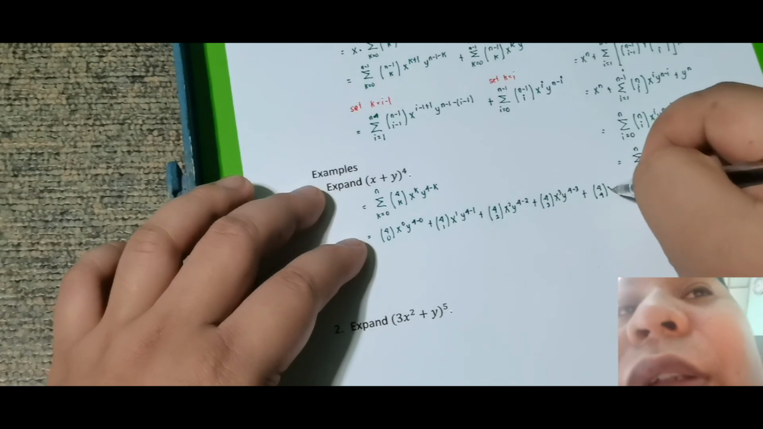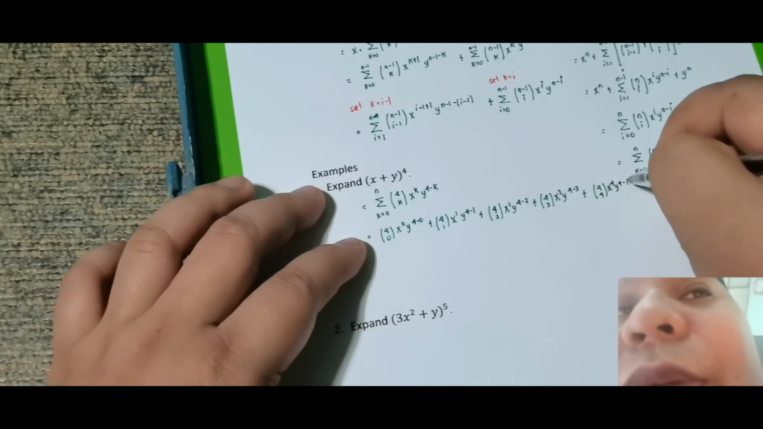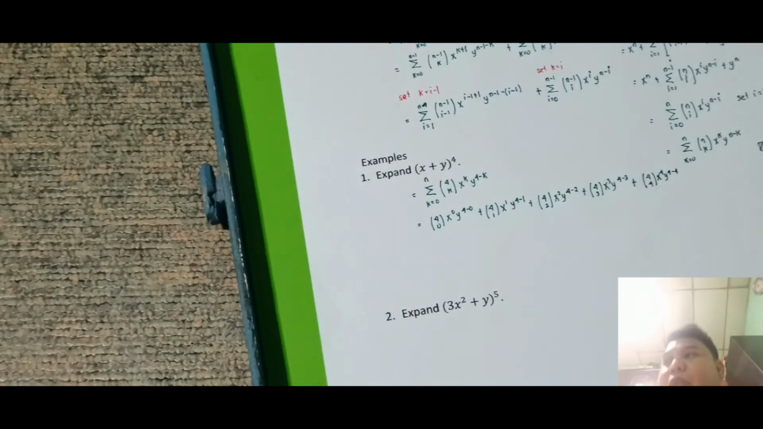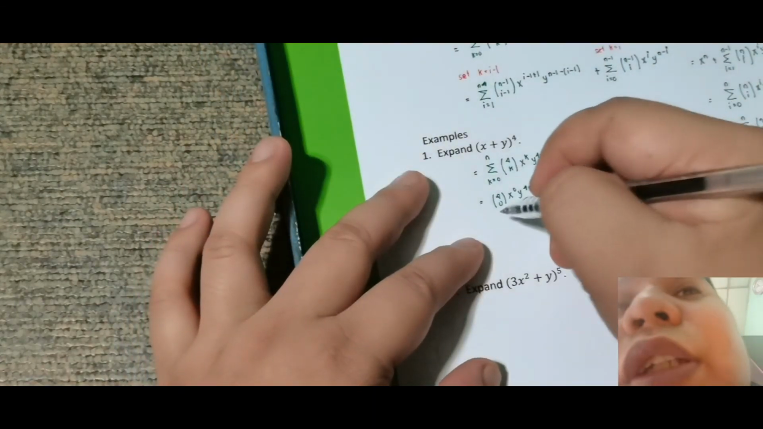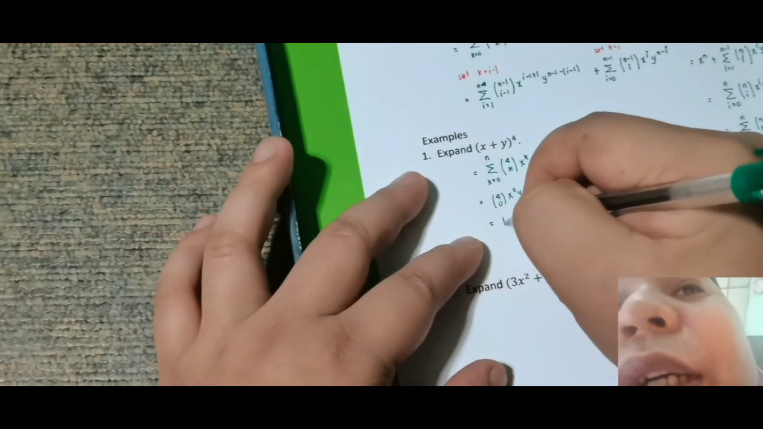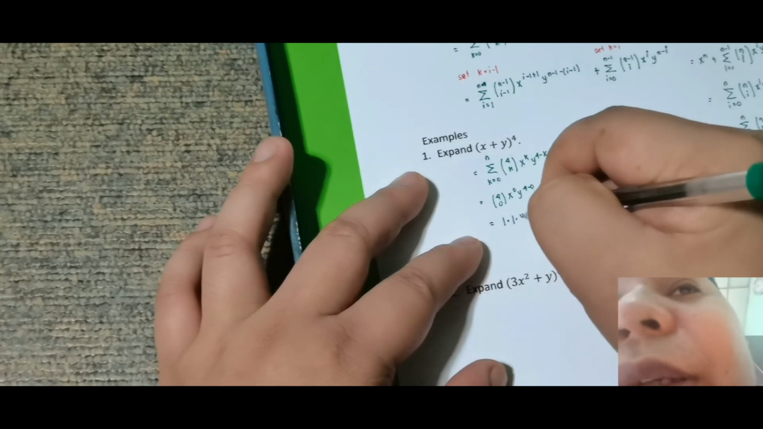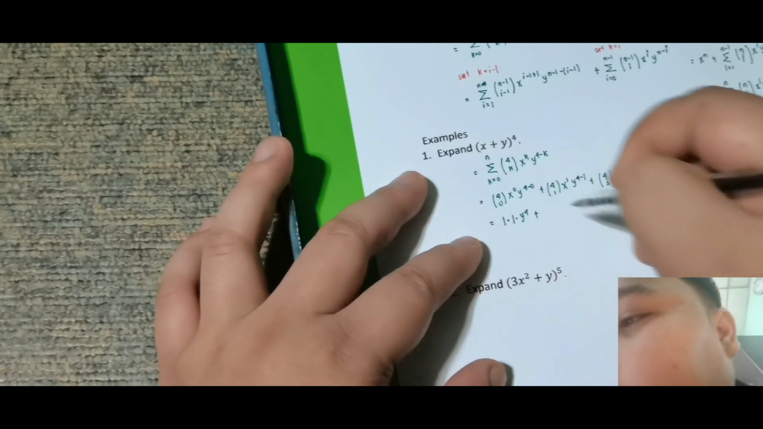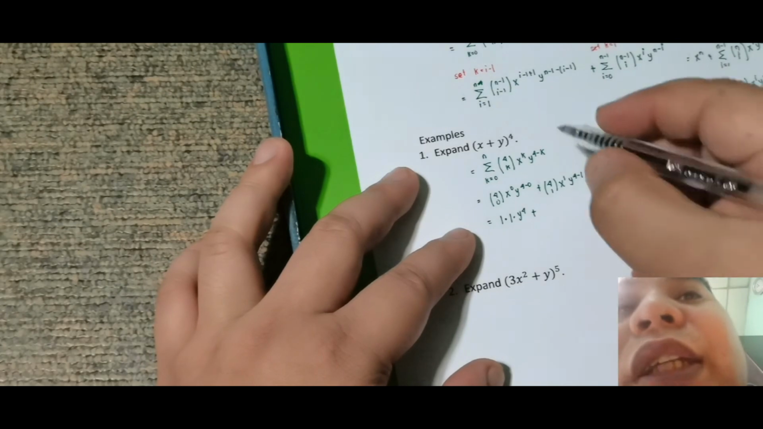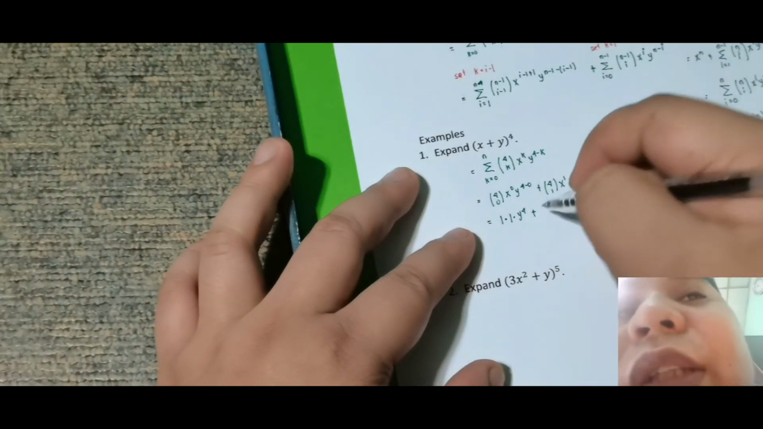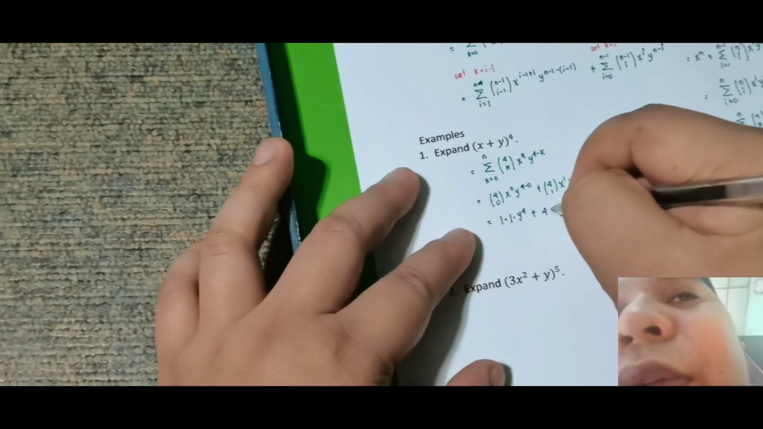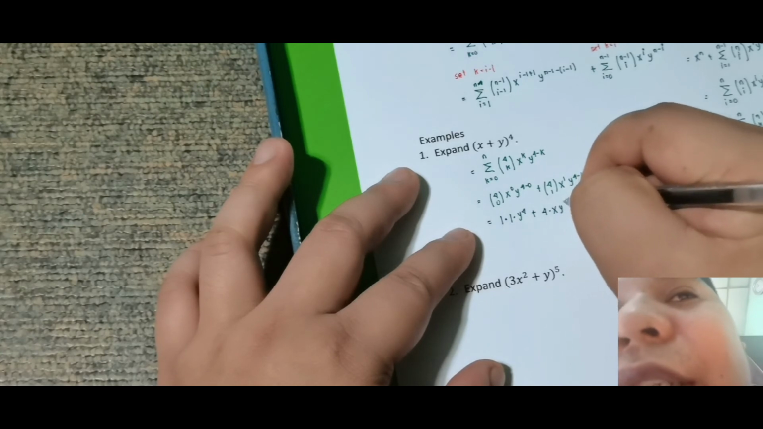Okay, 4 taken 4, x raised to 4, then y raised to 4 minus 4. Then obviously 4 taken 0, by property, n taken 0 is 1. So 4 taken 0 is 1. So this is just 1 multiplied by 1 multiplied by y raised to 4. Then 4 taken 1, so what is 4 taken 1? That is n. So 4 taken 1 is 4 times x times y raised to 3.